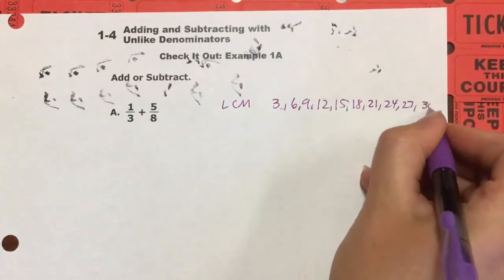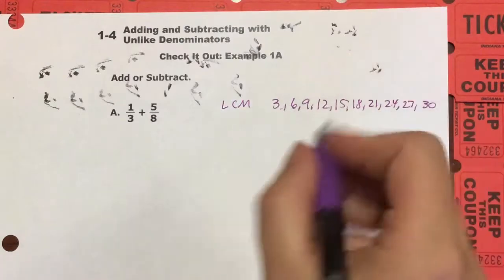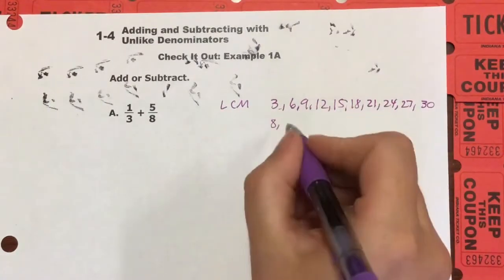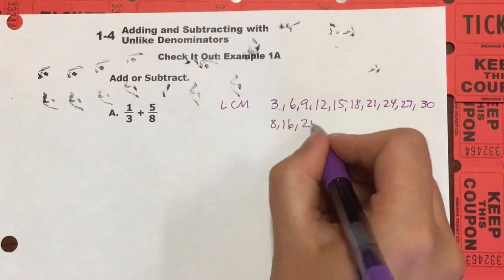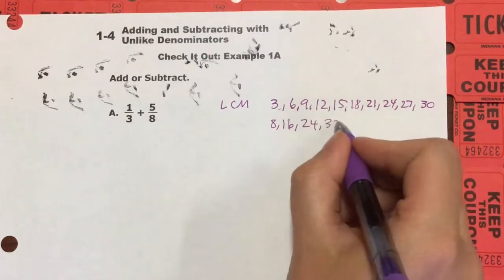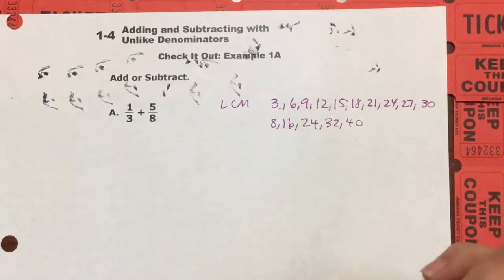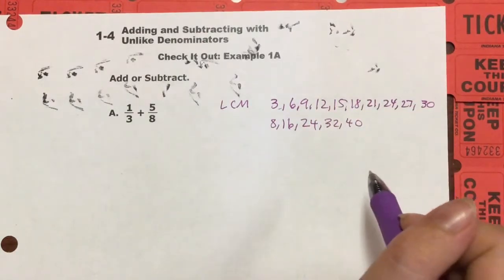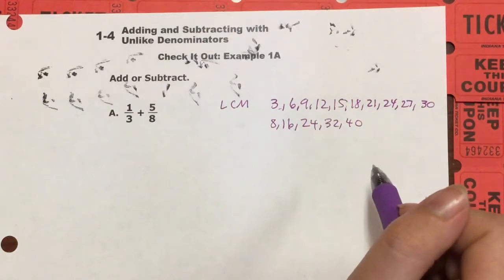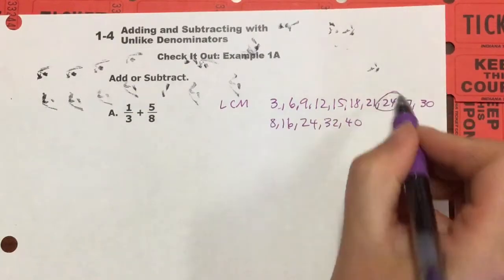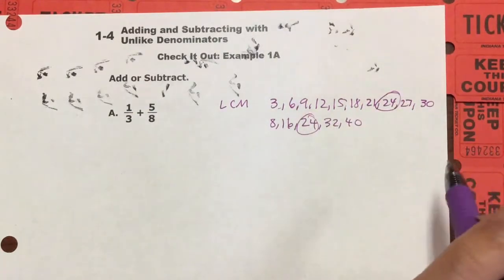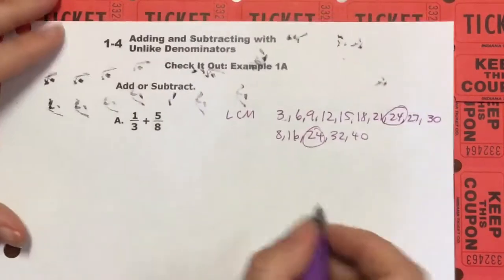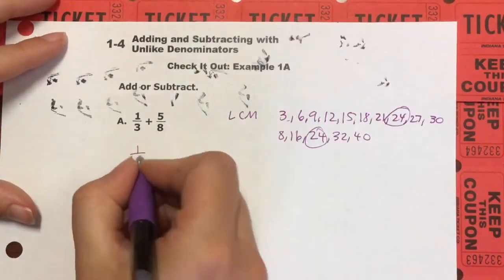27, 30. Are we off screen yet? Okay, almost. And then 8. Oh gosh, 8, 16, 24, 32, 40. All right, let's look and see if they have any in common. What do you see? Okay, I see 24 and 24. I think that's the least one that they have in common. Sweet. So we need to make both of these into a 24.